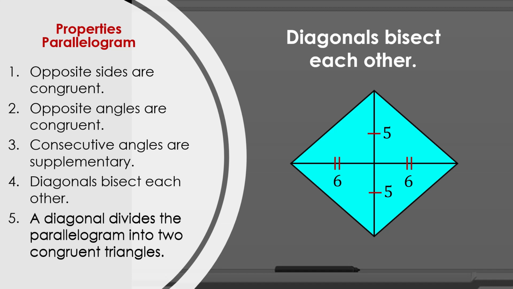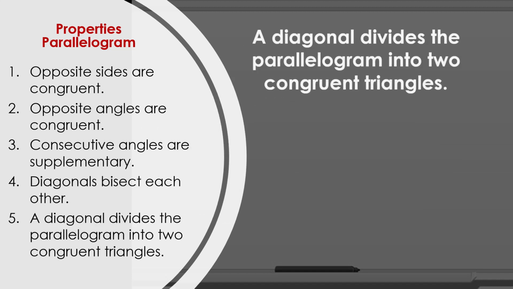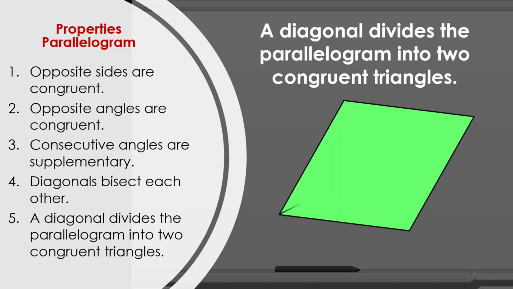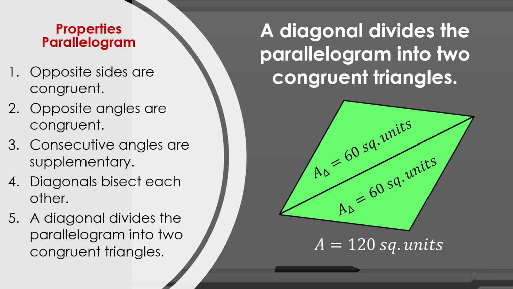Let us have the fifth property. A diagonal divides the parallelogram into two congruent triangles. Example, this parallelogram. If the area of this parallelogram is equal to 120 square units, since the diagonal divides the parallelogram into two congruent triangles, then the area of each triangle is equal to 60 square units.